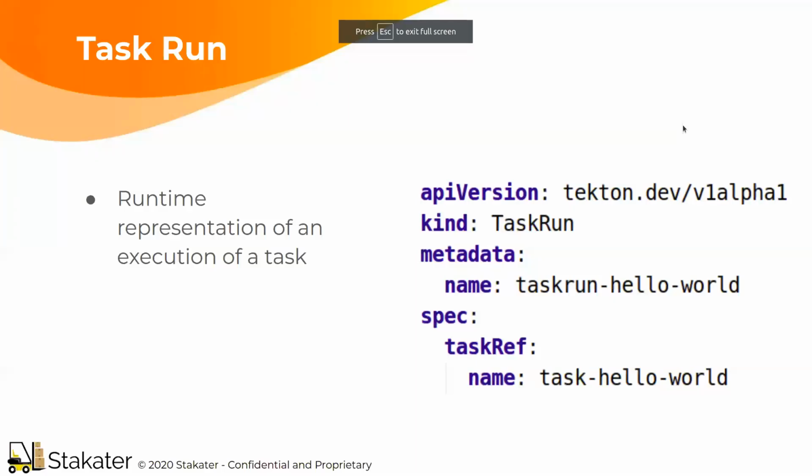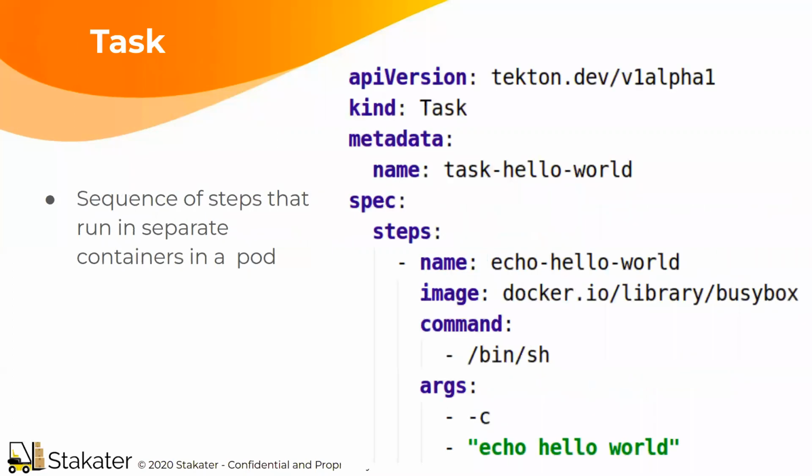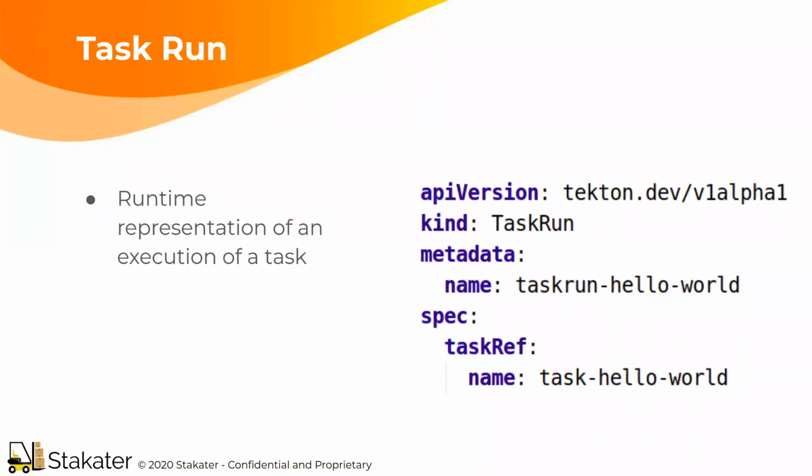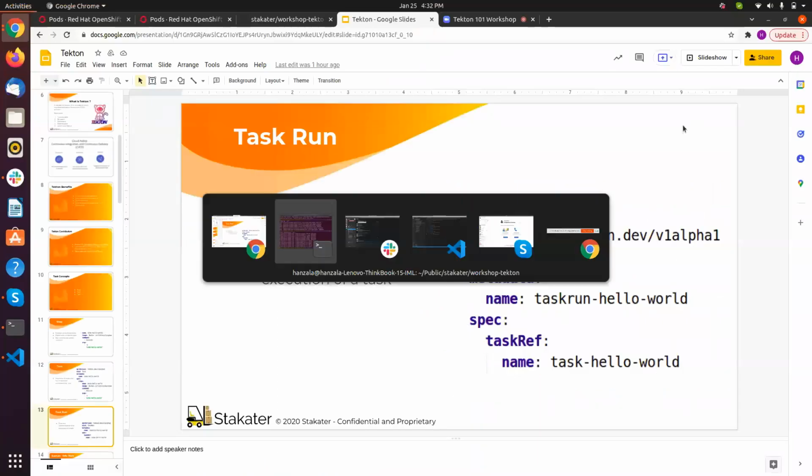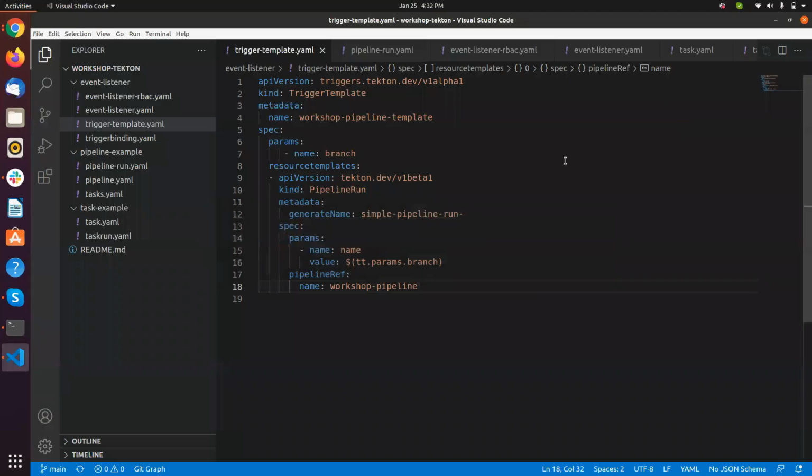We define the task reference in it, which task we need to run. As is quite visible on the screen, the top part is just a normal Kubernetes file with API version, kind, metadata, and spec. Then in the spec, we define which task we need to run. So we have the hello-world task that we created in the last slide, and it just executes that. Let me show you an example of it. Can you guys see my Visual Studio?